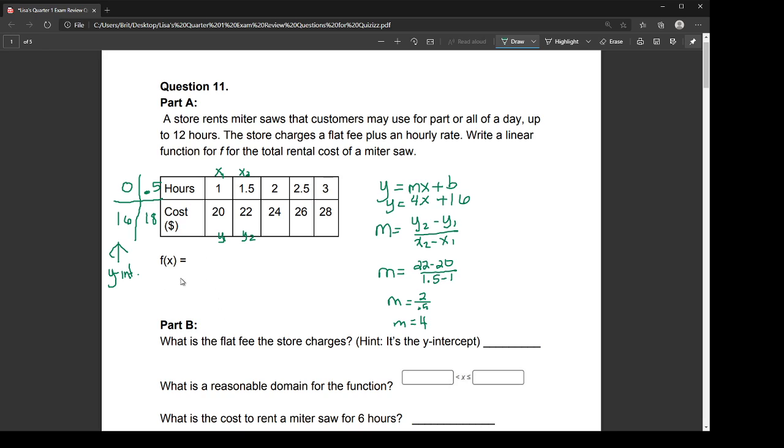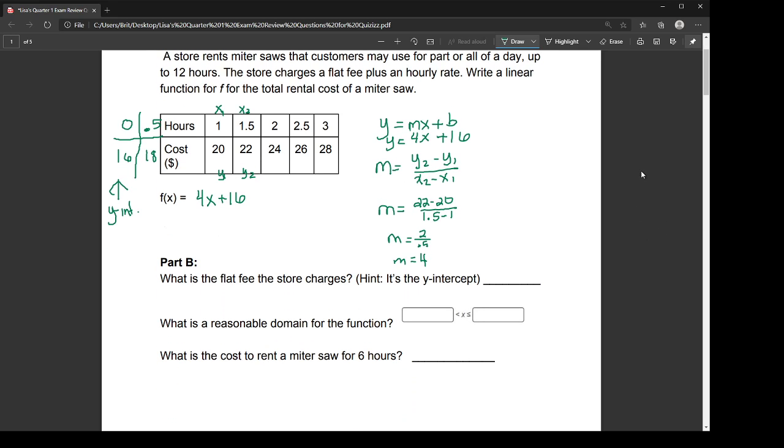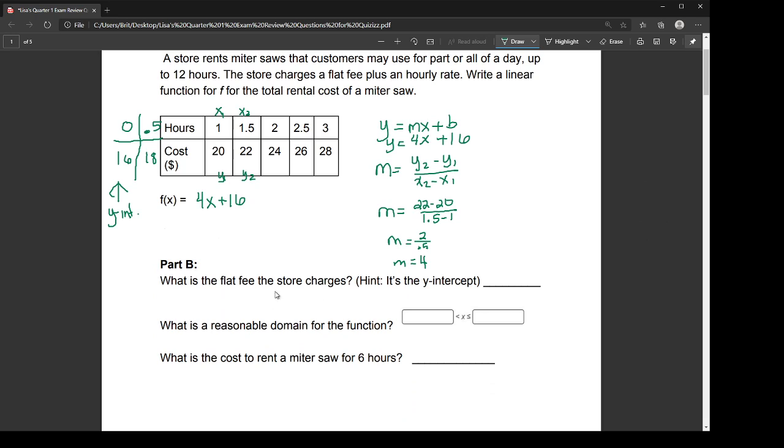So my equation, written in function notation, is f of x equals 4x plus 16. Now in part B, it says, what is the flat fee that the store charges? It hints to you that it's the y-intercept. So the flat fee is this $16.